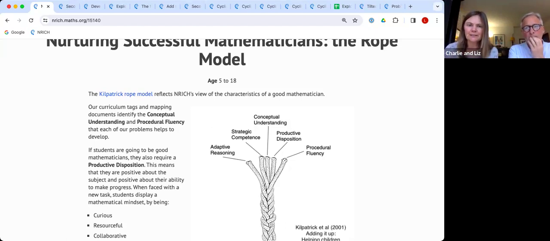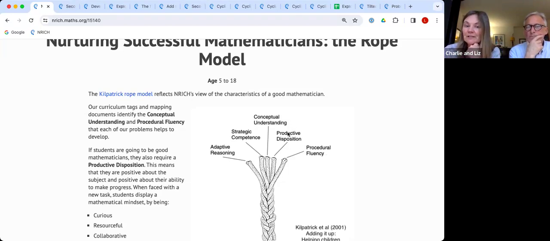Two of these strands, the conceptual understanding and the procedural fluency, I think are pretty familiar to us all as mathematics teachers. If those are what you would like to develop with your students, our mapping document is a great place to find appropriate resources. We'll say a bit more about that in a second.